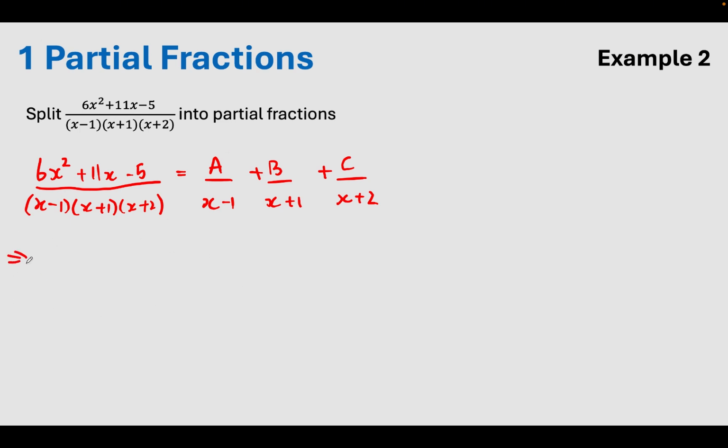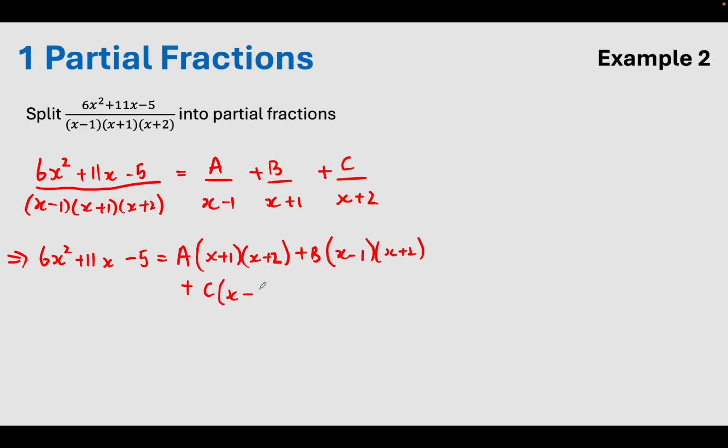Okay, so again, we're going to multiply up. So on the left hand side, I'll still have my 6x squared plus 11x minus 5. And a quick way of doing this is whatever's here, you just got to remember it's the other two that get left. So I'll get a, x plus 1 bracket x plus 2, plus b, and I'll have x minus 1 and x plus 2. And I'm just going to write below here because I'm limited on the space. So I get x minus 1 and x plus 1, so x minus 1, x plus 1.